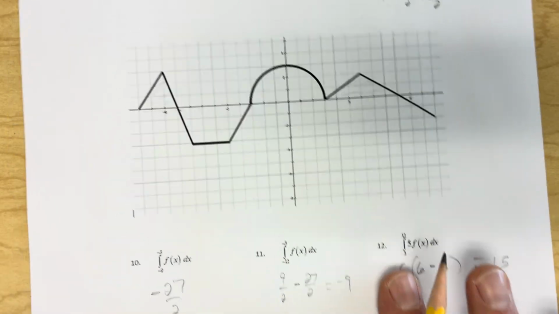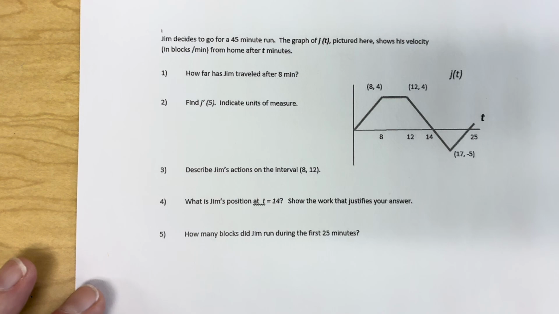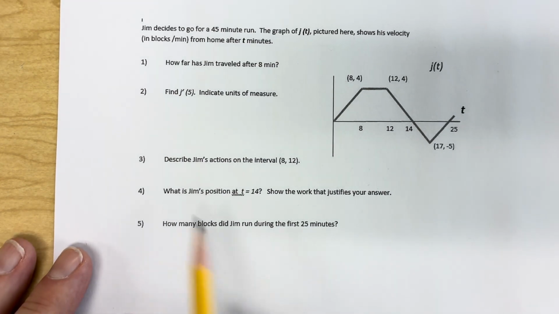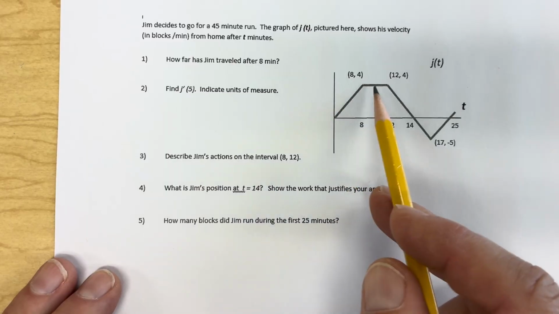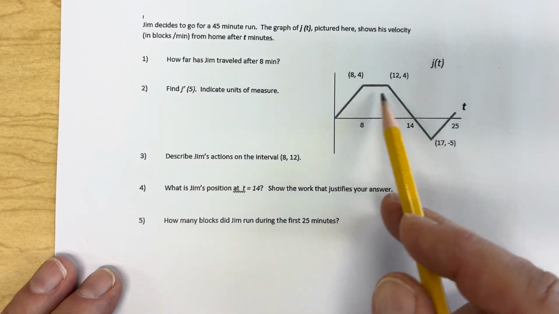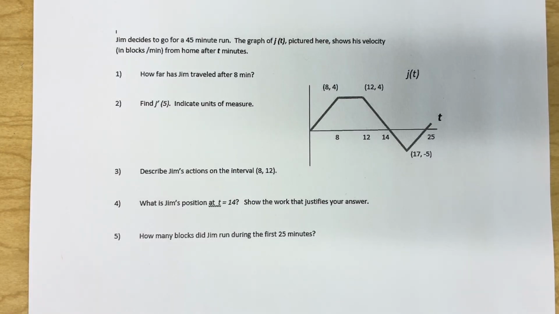All right, so again, these aren't too bad. The little geometry shapes that we're going to use are pretty easy to work with, and hopefully not too bad. All right, here it says Jim decides to go for a 45-minute run, and the graph of his velocity is shown here. And we're asked to find some things here. So I'm going to give you a moment to try this out, and then we'll go through them together.